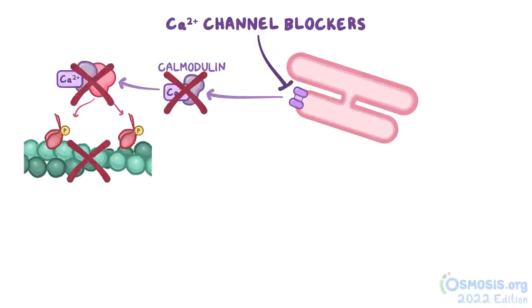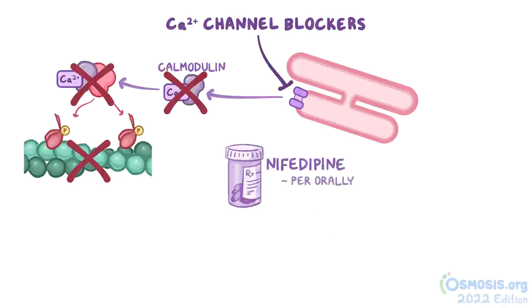The calcium channel blocker indicated as tocolytic is nifedipine, which is one of the drugs of choice for preterm labor, and it can be given perorally or parenterally. Nifedipine also causes vasodilation, which causes some side effects like flushing and dizziness.